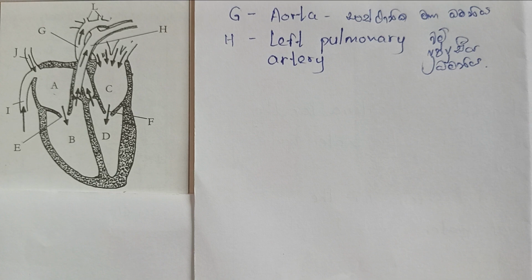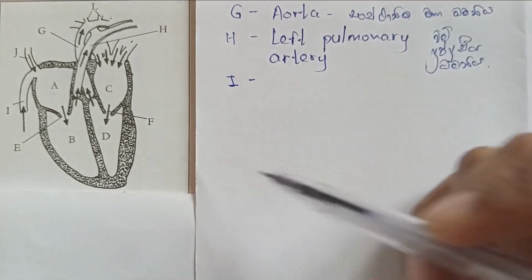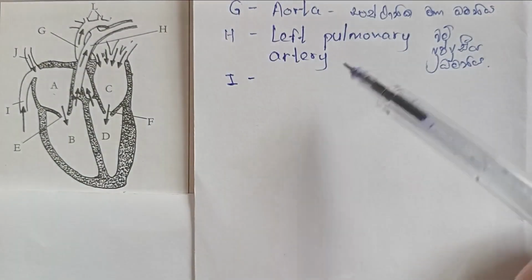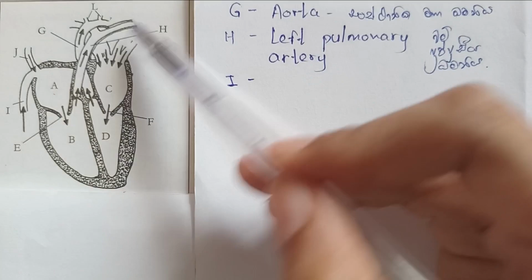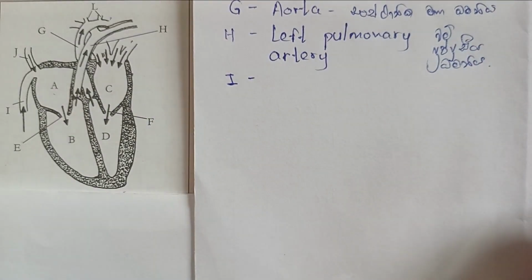So from that you can easily identify both of these. And also you can use this feature that the left pulmonary artery divides into two.